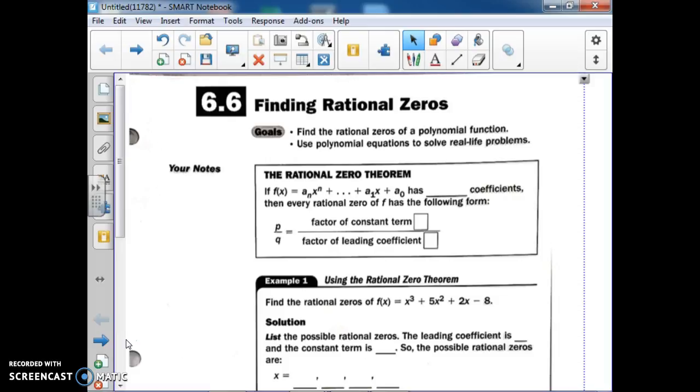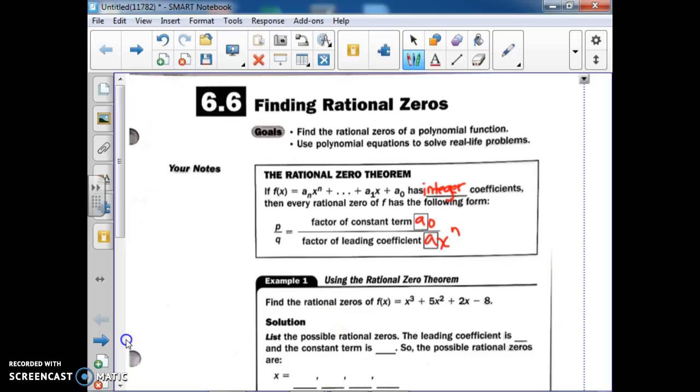If f of x equals some polynomial, that's what a sub n x to the n power is, this represents a polynomial that has integer coefficients, then every rational zero of f has the following form: p over q. P equals the factor of the constant term, which will be the very last term if it's in standard form. And q would be the factor of the leading coefficient, which is going to be the coefficient of the term with the highest degree. Okay?